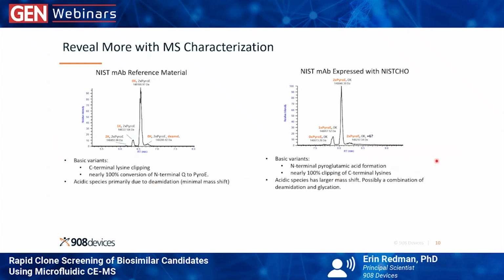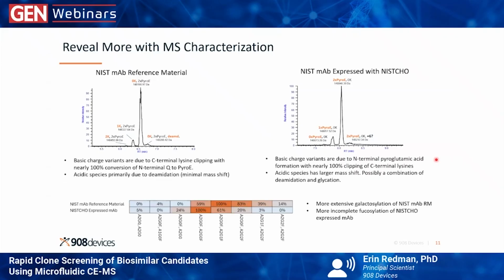However, this NIST-MAB that's expressed from the NIST cell line has basic variants that are different. The basic variants are from N-terminal pyroglutamic acid formation rather than C-terminal lysine clipping. And in this case, we actually see that we have nearly 100% clipping of the C-terminal lysines. We also see some differences in the acidic peak. It has a much larger mass shift, so this is likely a combination of multiple modifications like deamidation or glycation.